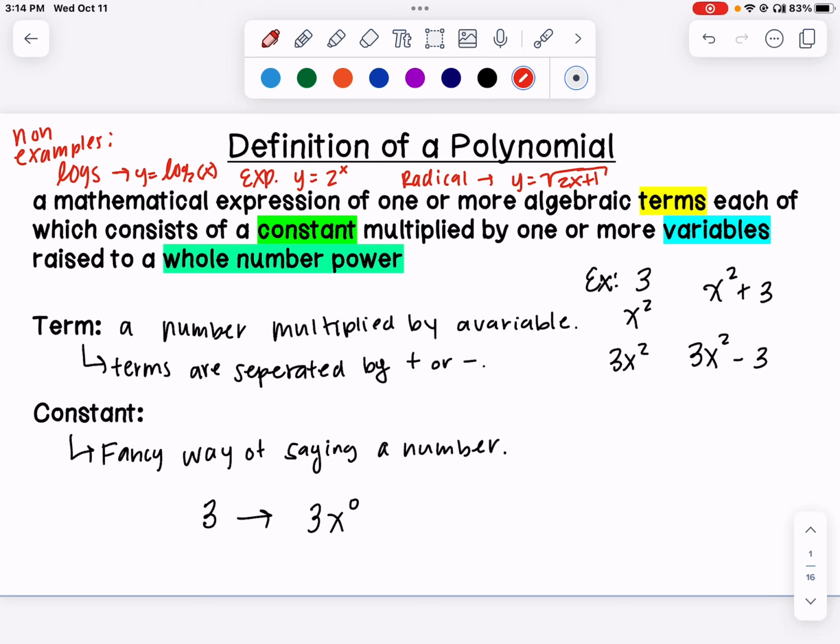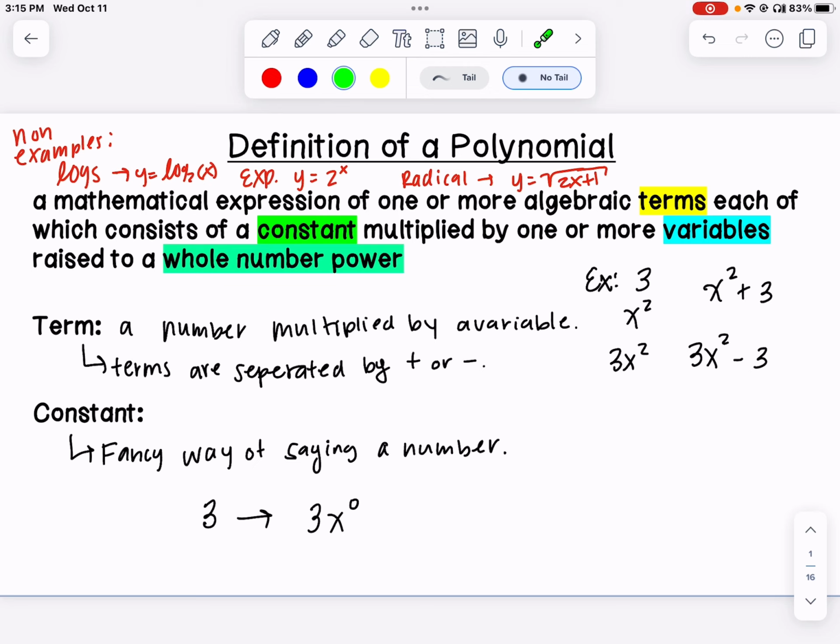So it's important for us to be able to look at a formula and say, yep, that is a polynomial. Listed really quickly here are some non-examples. These are not polynomials. They are their own function families: logarithms, exponential equations, radical equations. These all fall into our basic algebra level of function families, but they are not polynomials.